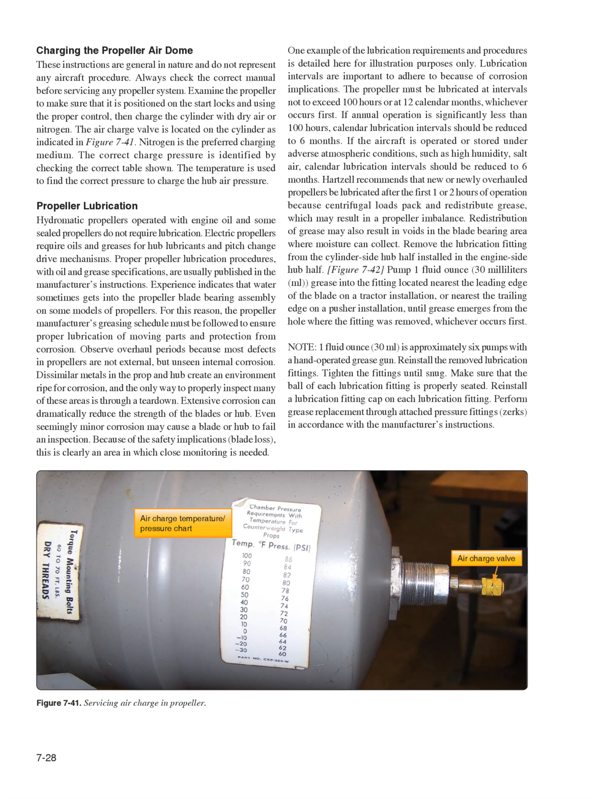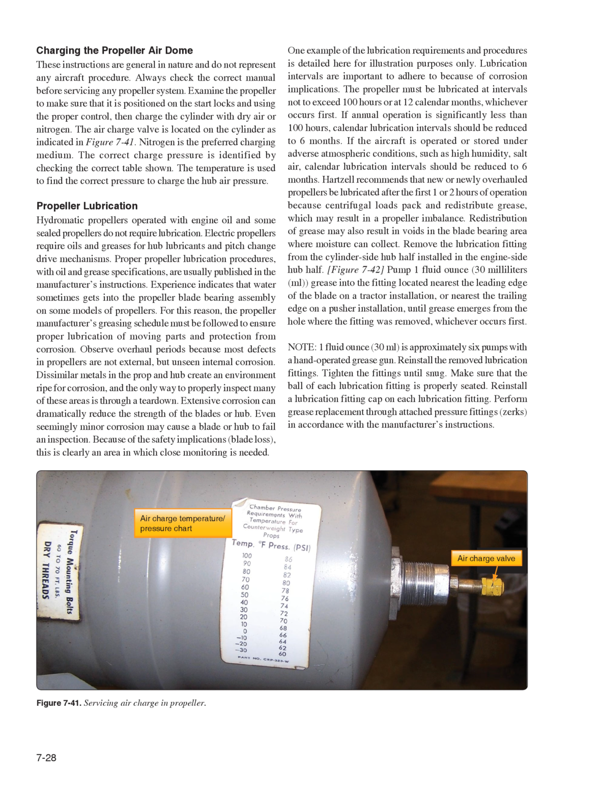If the aircraft is operated or stored under adverse atmospheric conditions, such as high humidity or salt air, calendar lubrication intervals should be reduced to 6 months. Hartzell recommends that new or newly overhauled propellers be lubricated after the first 1 or 2 hours of operation because centrifugal loads pack and redistribute grease, which may result in a propeller imbalance. Redistribution of grease may also result in voids in the blade bearing area where moisture can collect.